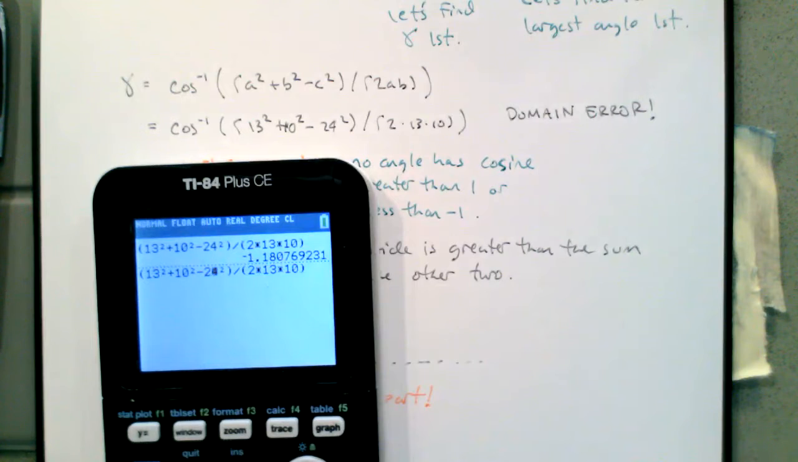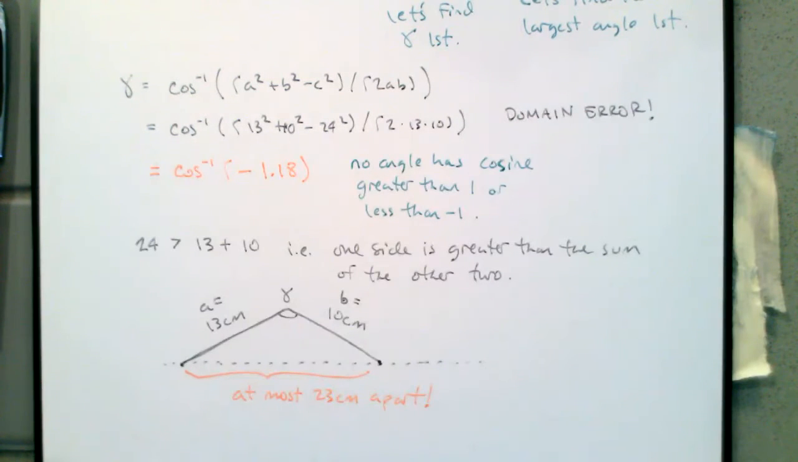What if we drop this 24 down to 23? What happens? We're trying to find the cosine inverse of -1. And the cosine inverse of -1 is 180 degrees. So that's going to tell you right there, there's not a triangle here. It's just a line segment. Because one side is 23, the other two sides are 13 and 10. So the only way to connect all the vertices is to make a line segment.